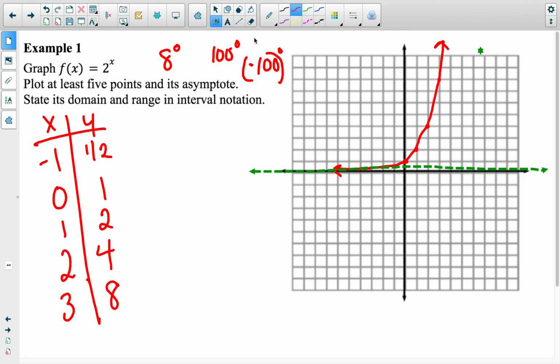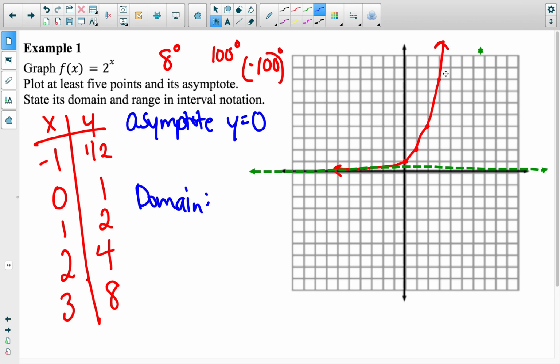Let's formalize some things here. Our asymptote is a horizontal line. Our asymptote is y equals 0. For our domain, if we look at our x values along the x-axis, we don't have any restrictions. We could keep plugging in negative x's and positive x's, and nothing is ever going to make us undefined. So our domain is all real numbers.